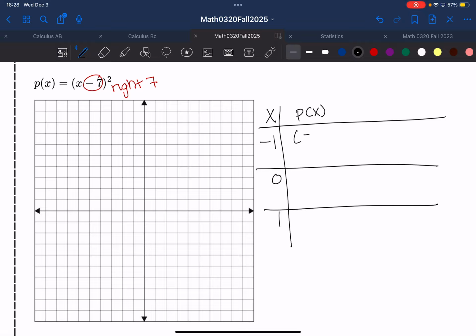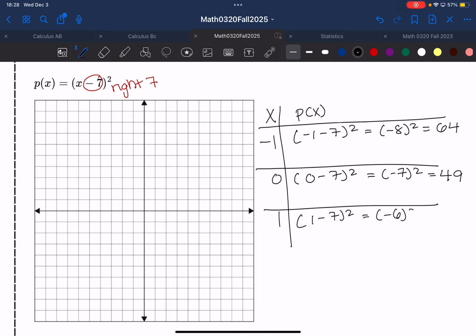My equation is (x minus 7) squared. So that's -1 minus 7 squared, which is -8 squared, which is 64. Then I have 0 minus 7 squared, which is -7 squared, which is 49. And then I have 1 minus 7 squared, which is -6 squared, which is 36. So those numbers that you got were correct.